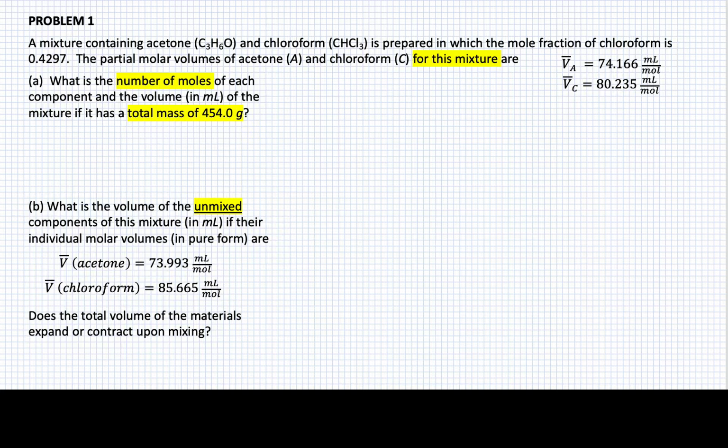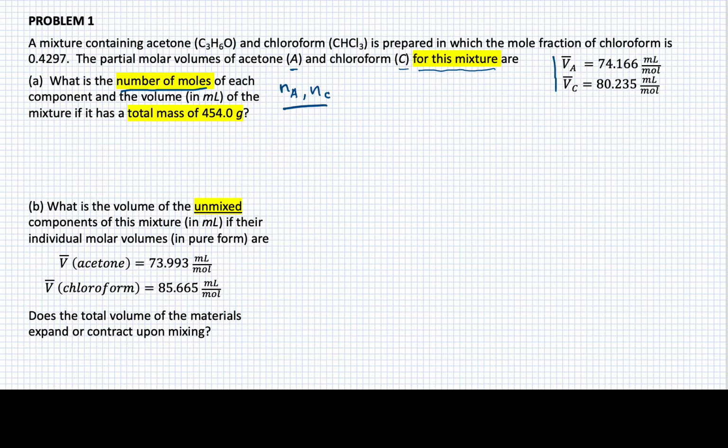Now, we're given the partial molar volumes for acetone and chloroform. I'm going to use A for acetone and C for chloroform, and the partial molar volumes are given here. I want to emphasize that these are the partial molar volumes for this mixture. That is to say, they would change if we had different proportions of acetone and chloroform in the mixture. Now, what we're asked for in part A is the number of moles of each. So in other words, the number of moles of acetone and the number of moles of chloroform. So these are the things that we want.